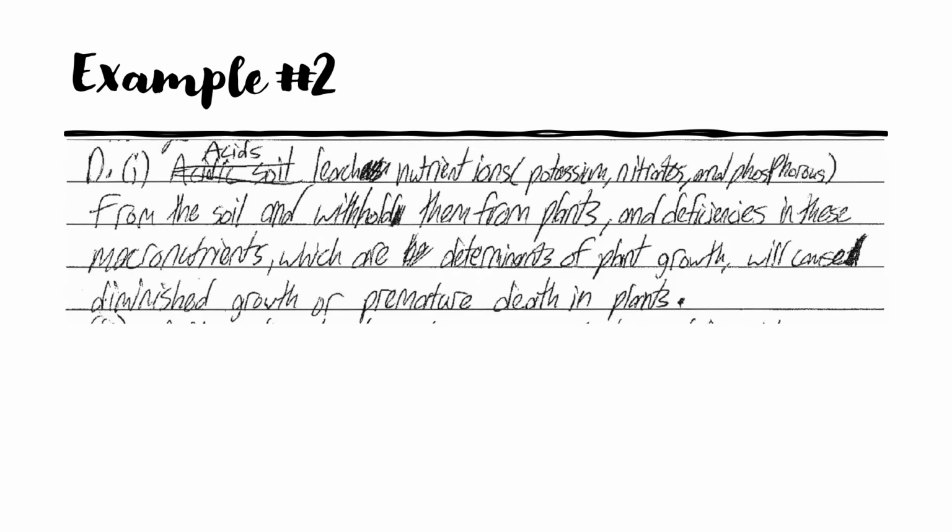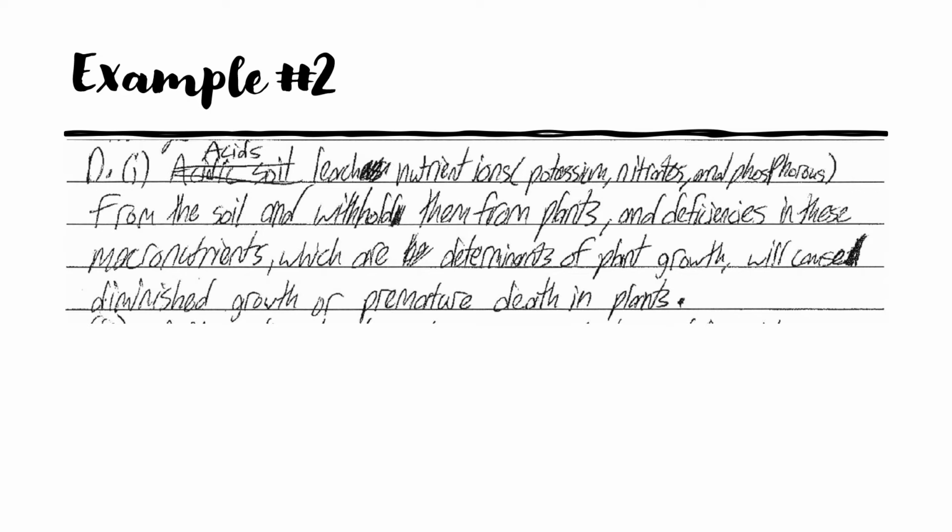Acids leach nutrient ions, potassium, nitrates, and phosphorus from the soil and withhold them from plants. And deficiencies in these macronutrients, which are determinants of plant growth, will cause diminished growth or premature death in plants. So this one is super crucial in the details provided. And it links ideas as well.